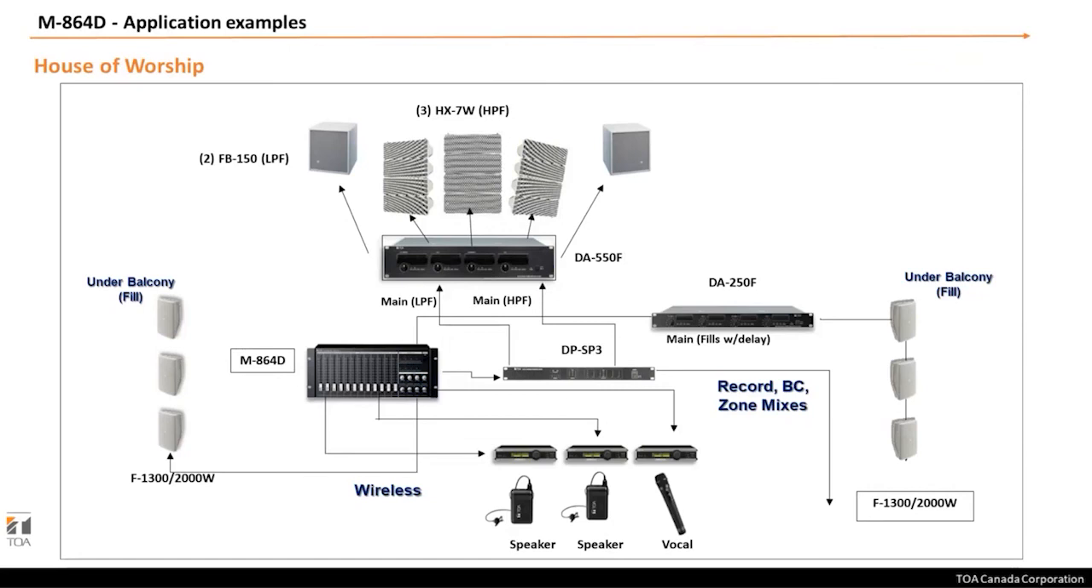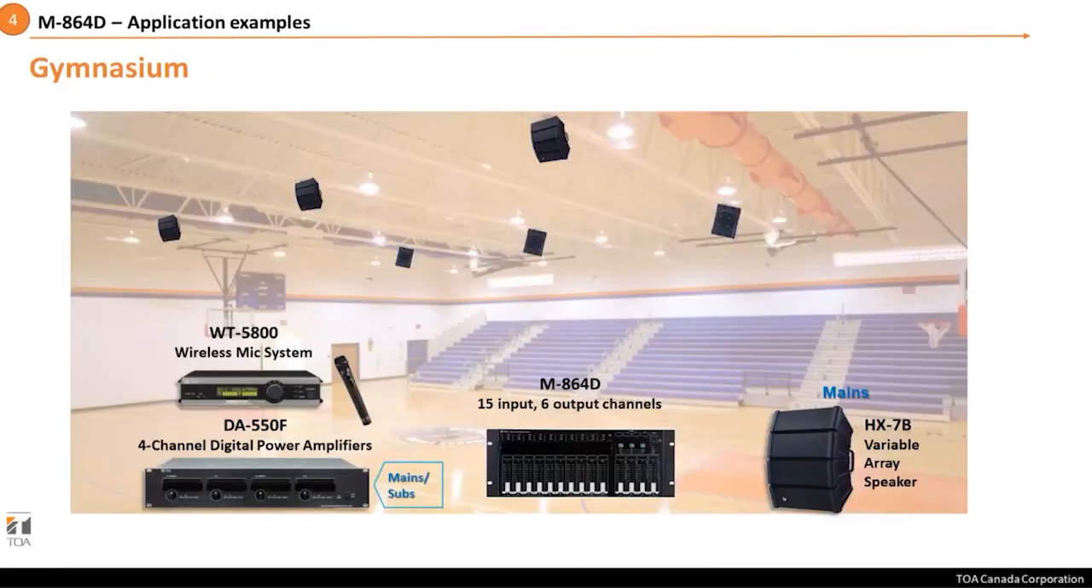So basically we have 3 wireless microphones connected to the M864. This is going to the DPS SP3 for speaker processor and delays. And we have an output going to the DA550F. The diagram is not totally right. The second line should go to the DA250F in order to boost the under balcony speaker that is in this project.